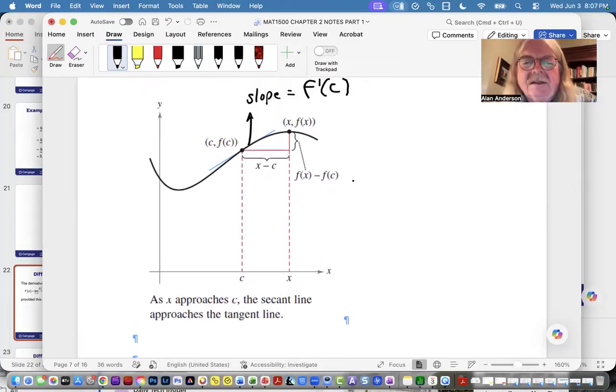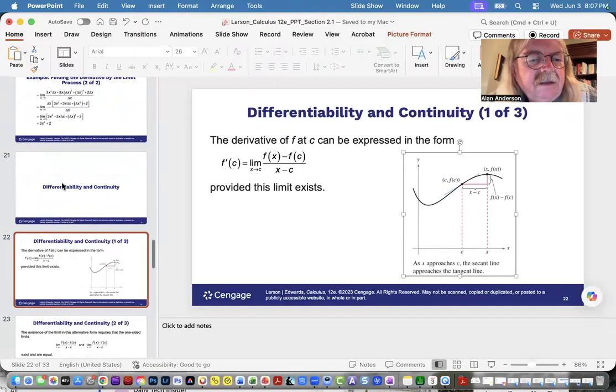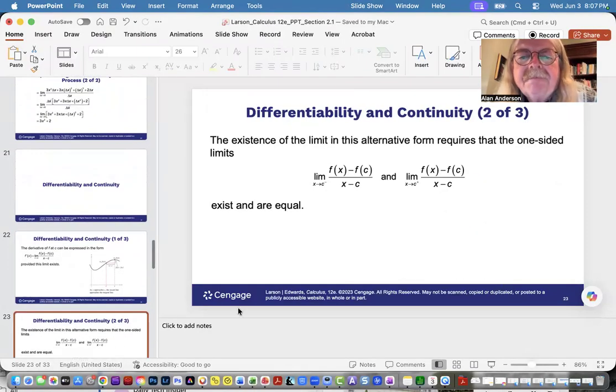So how do we find it? Now, because the derivative itself is actually a limit, just like in the other chapter, it must be true that the limit approaching from the left and the right are equal to each other, and they have to exist as well.